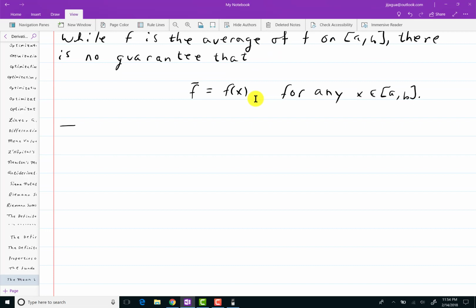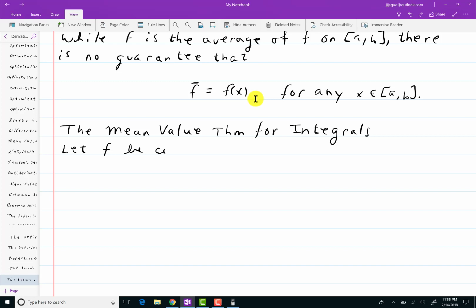So let's do it. The mean value theorem for integrals. We had a mean value theorem, but that was differentiable version 1. So let me go ahead and write down what this one says. Let f be continuous on the closed interval ab.